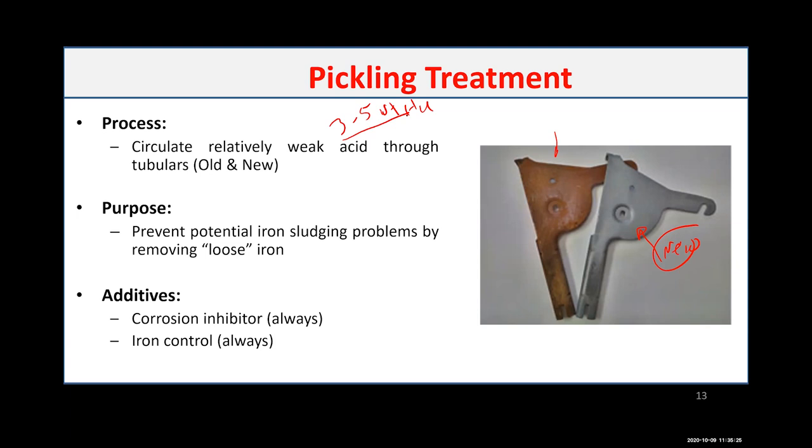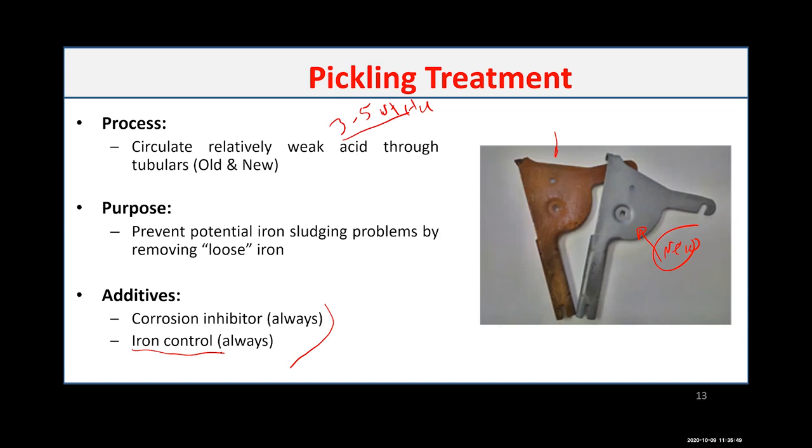And mainly you have two types of additives there. Corrosion inhibitor is a must additive with any acid treatment. And we are talking about removing rust, which is mainly iron oxide, so we need to have some sort of iron control agent that also goes with it. So usually it's a pretty simple acid, 3 to 5% HCl with some corrosion inhibitor and some iron control agent.